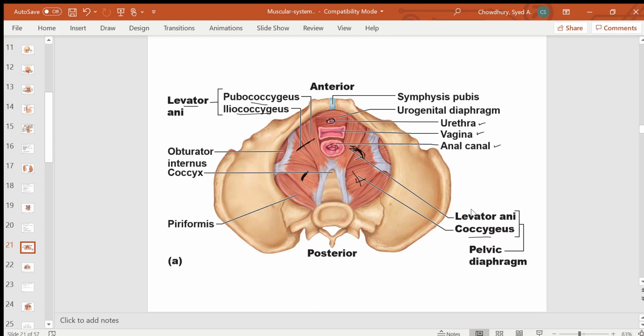Then we talked about the muscles of the trunk part of the body, the front of the trunk. We talked about the chest muscles or thoracic muscles, respiratory and non-respiratory muscles. We also talked about the abdominal wall muscles and pelvic floor muscles and their functions.